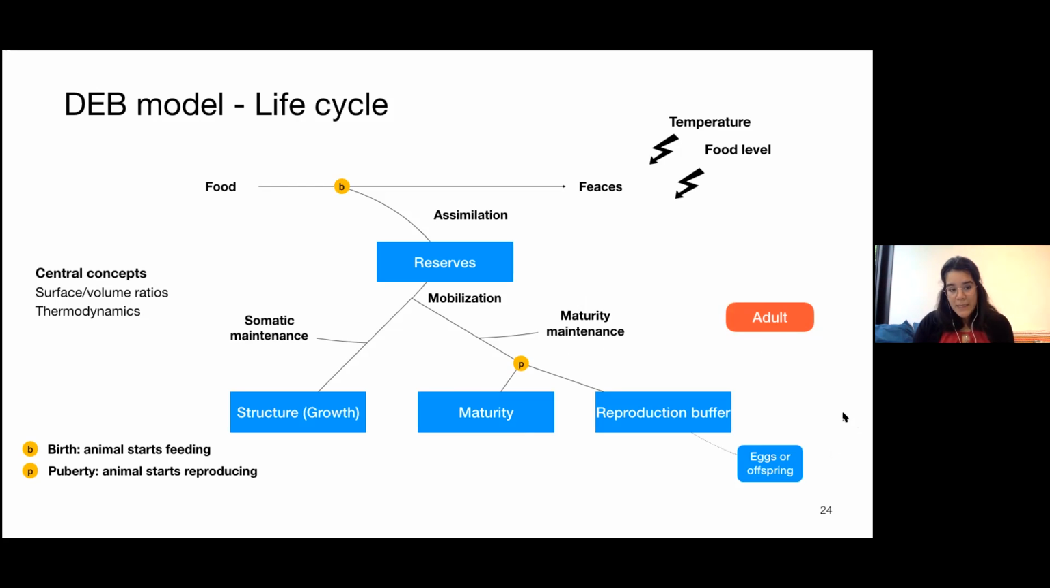In that theory, key concepts are surface and volume ratios, because the energy that is assimilated depends on the surface and volume relationship. And all these processes are summarized in only 14 parameters.